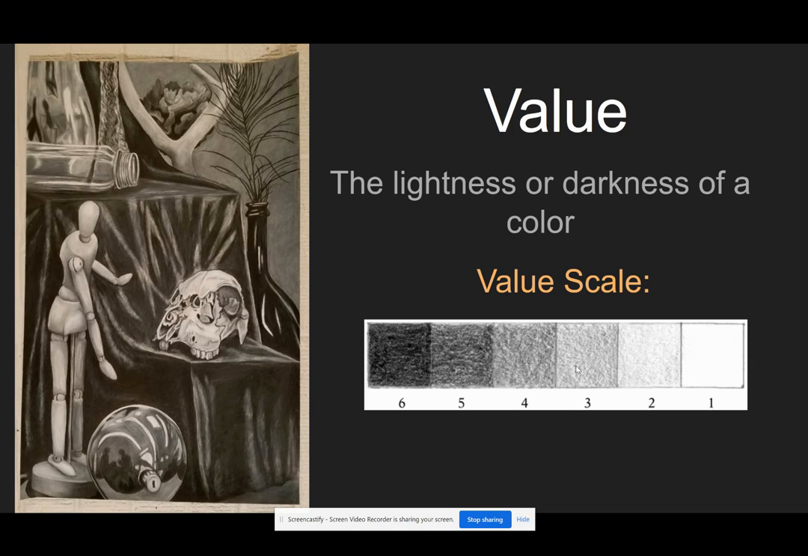Below, you will see a 6-step value scale. Your number 1 value is always going to be the white of the paper, okay? Unless you're doing a colored pencil drawing like this image shows here. The student had to use a white colored pencil for her number 1 value. But since you're working on white paper, your 1 is going to be white.